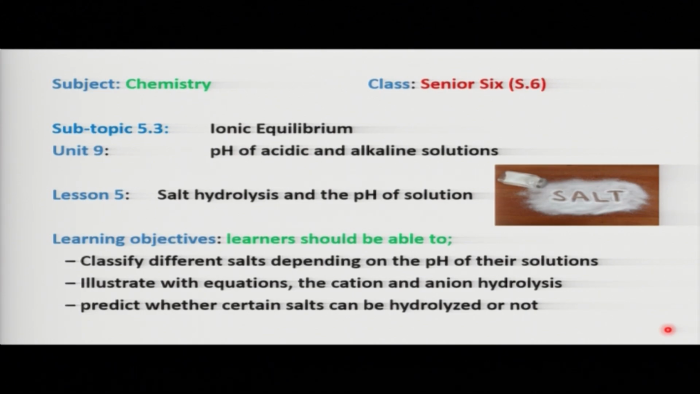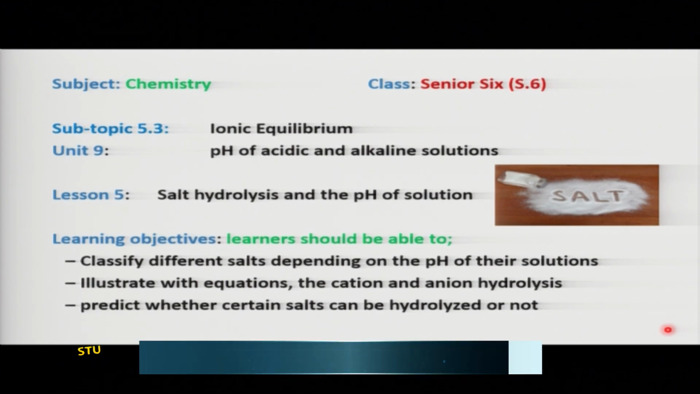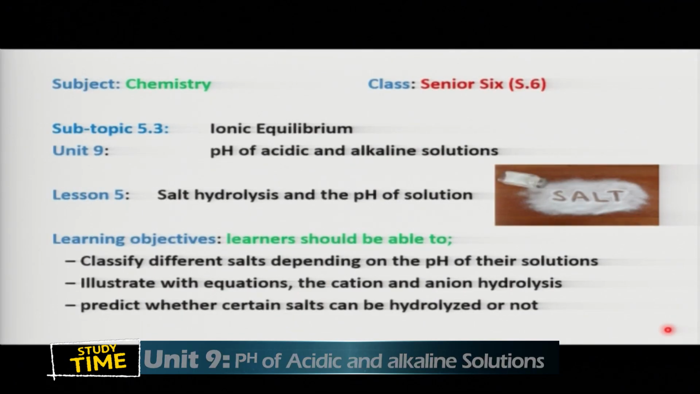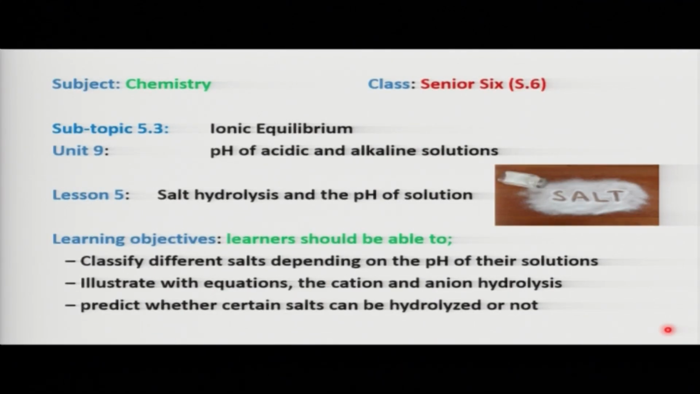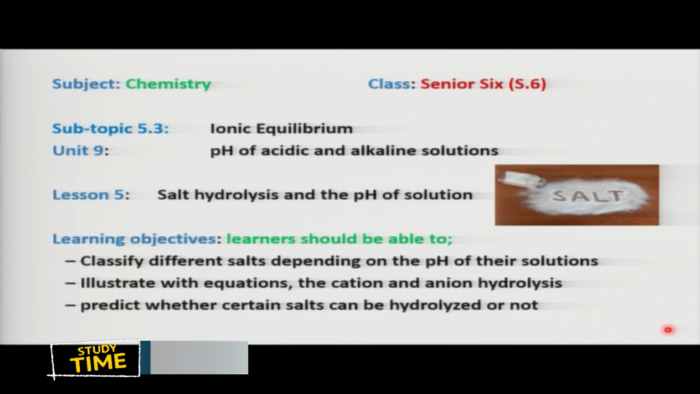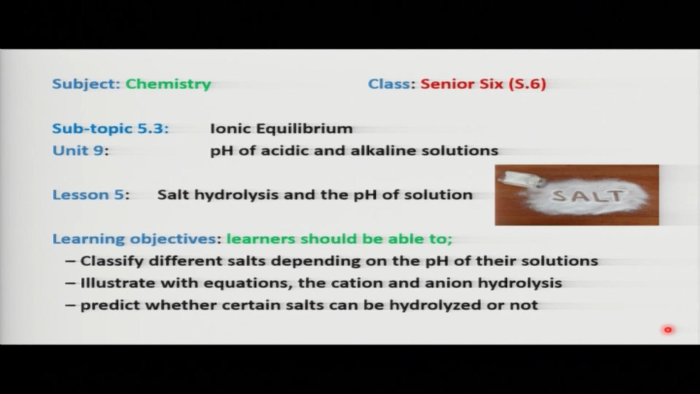So basically at the end of this lesson, I expect every student attending to be able to, 1, classify different salts depending on the pH of their solutions, either acidic, basic, or neutral. 2, illustrate with equations the cation and anion hydrolysis. And 3, to predict whether a specific salt will undergo hydrolysis or not. So those are the 3 objectives we are to work on.